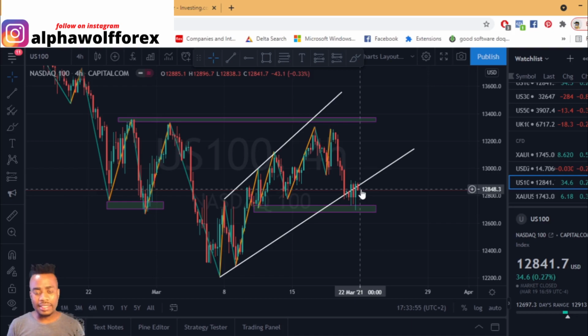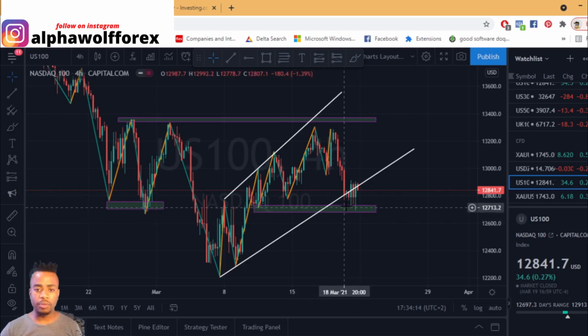Now looking at this in the long term, I can already tell you that there's a high possibility, though we are not 100% certain, that there's a big opportunity of a buy building up, simply because, one, there's a lot of rejection candles happening here that are showing that the price here has been rejected.